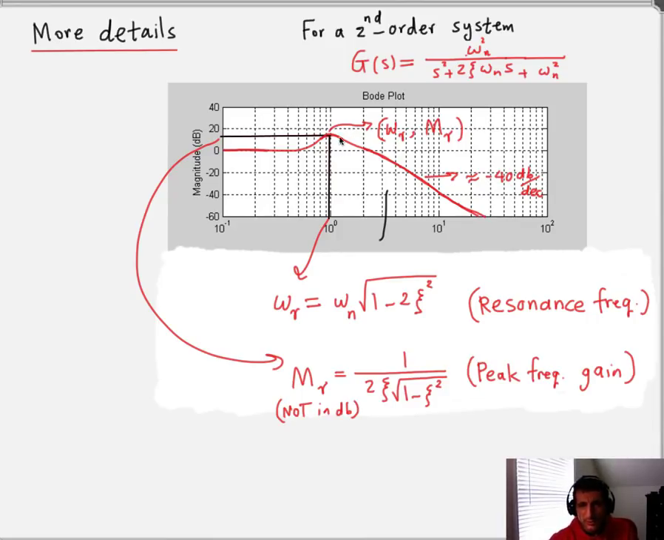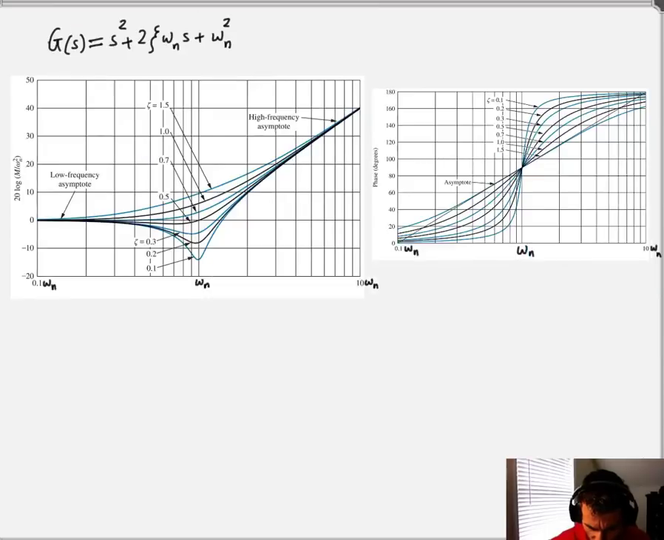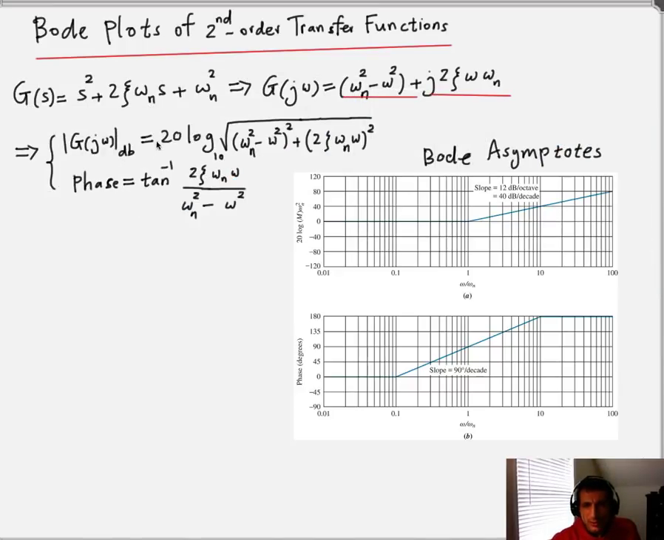But if you remember, there was going to be a peak, there's going to be a frequency associated with this peak, and there's also going to be a peak value, or peak gain. Now the way these equations are derived: if you just try to maximize this magnitude in terms of dB by taking a derivative and making it equal to 0, that's going to give you a value of omega. Associated with that value of omega, if you plug it back into this equation, you're going to come up with the value of dB.